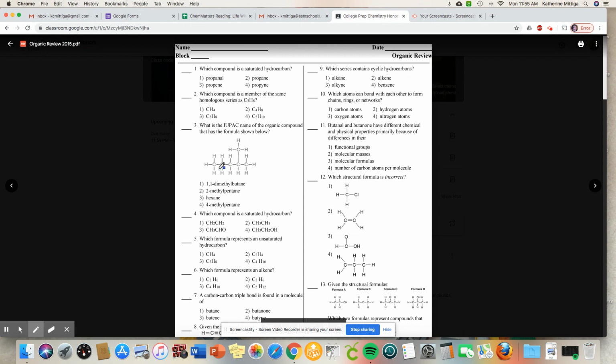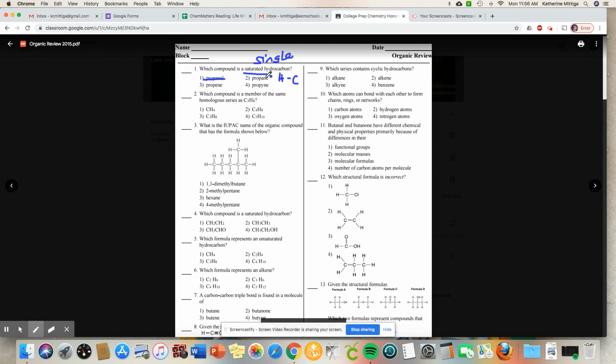Which compound is a saturated hydrocarbon? Saturated means all single bonds, and hydrocarbons means only H's and C's. So anything that has an O or something else, a nitrogen, that's not a hydrocarbon. For the first one, propanal: if I'm looking on table R, propanal is an aldehyde, which means it has an oxygen, not a hydrocarbon.